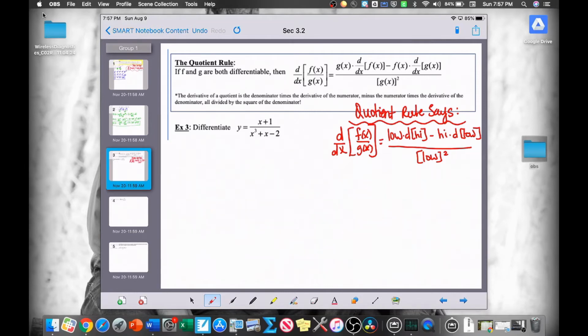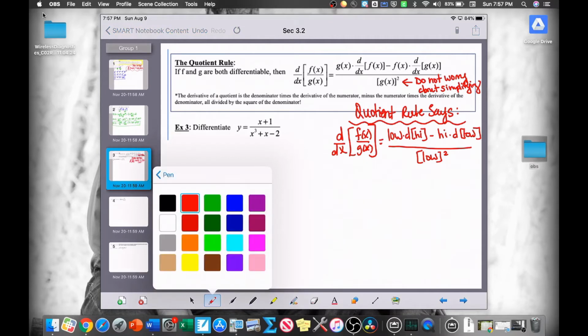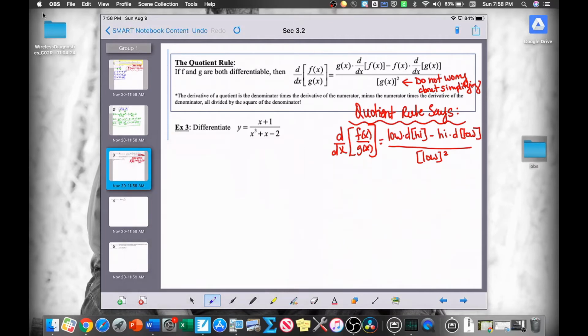Okay? And in most cases with these problems, do not worry about simplifying the denominator unless it's something really simple. But if it's like a trinomial, I'm not going to ask you to multiply out a trinomial times itself. Just leave it as the trinomial in parentheses squared. Okay? All right, so let's try example 3 and see how we do. Keeping in mind these are both polynomials, so they're both going to require the power rule when we differentiate them.